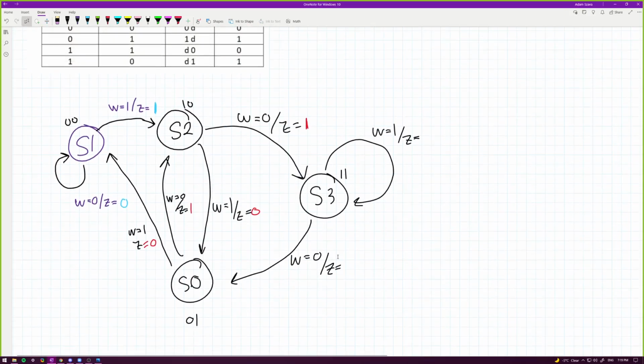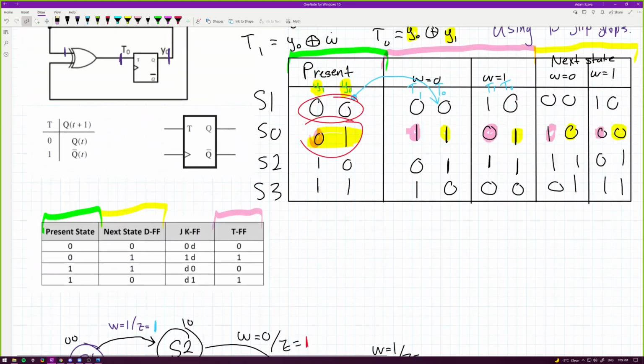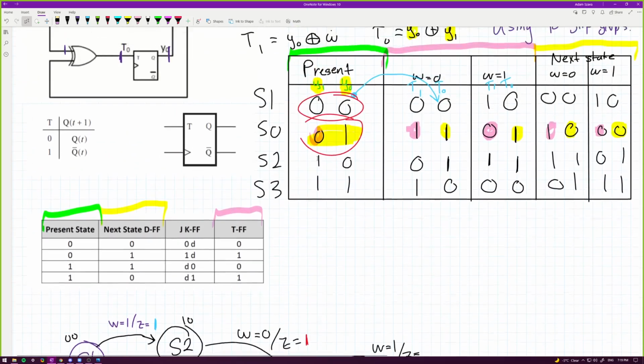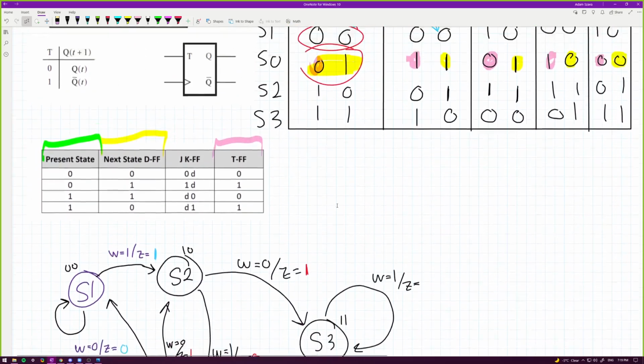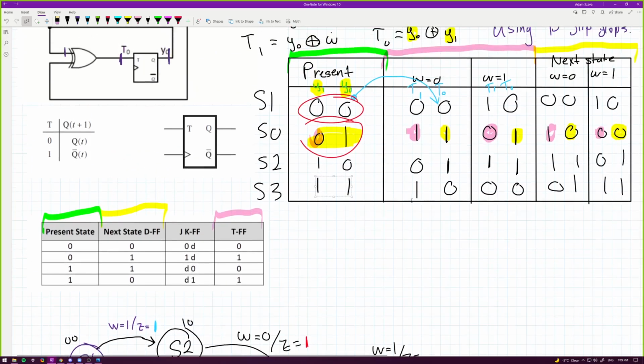Okay, we're almost done. Then we have S3, which is this one here. If we're in state 1, 1 and W is equal to 0, let's start with that.